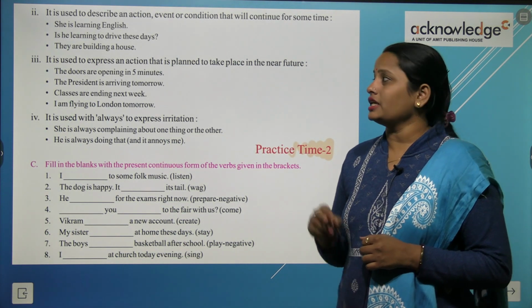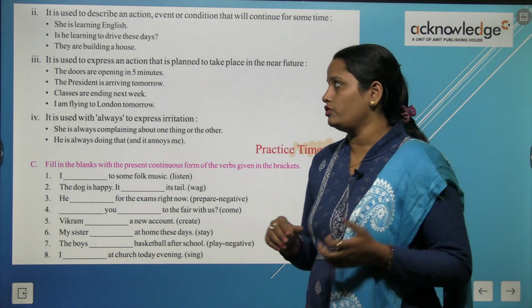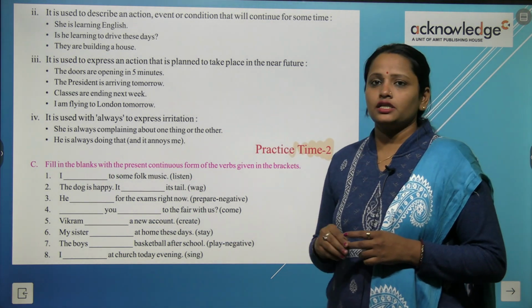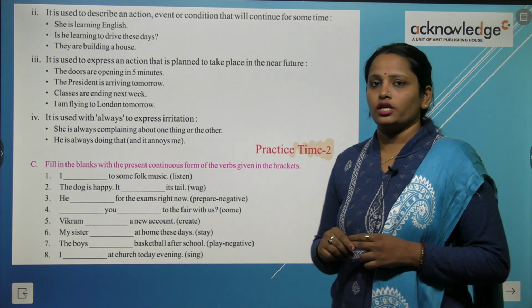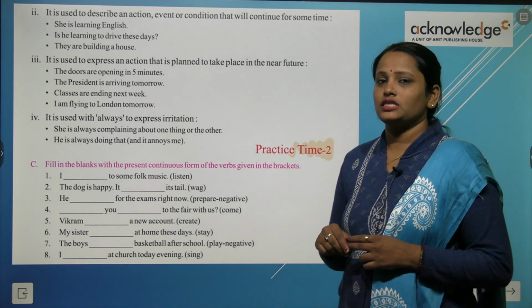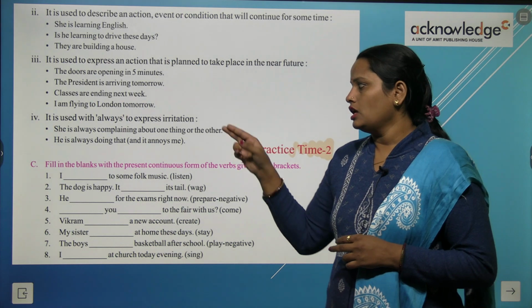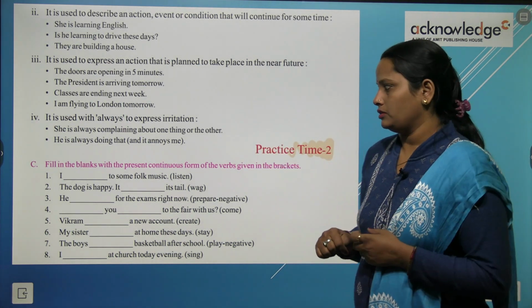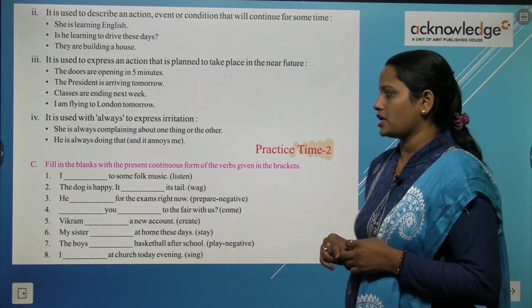Now the third point is it is used to express an action that is planned to take place in the near future. The doors are opening in 5 minutes. The president is arriving tomorrow. Classes are ending next week. I am flying to London tomorrow. It is used with always to express irritation. She is always complaining about one thing or the other, and he is always doing that, and it annoys me. So children, we have read some points. Now let's do the exercise.